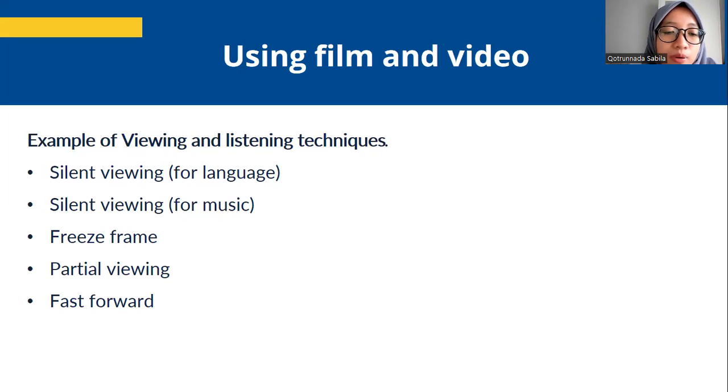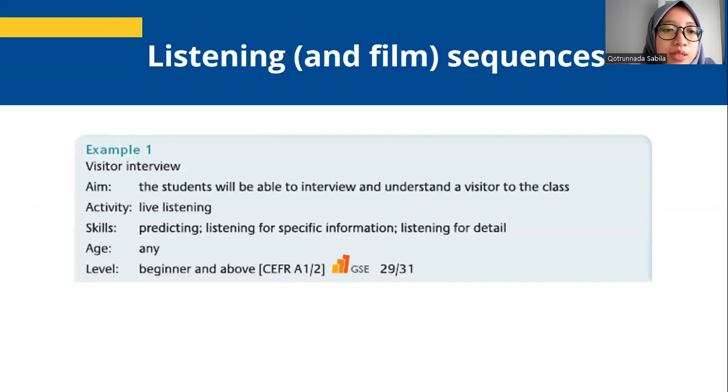And then partial viewing. One way of arousing the students' curiosity is to allow them only a partial view of the pictures on the screen. And then fast forward. The teacher presses the play button and then fast forwards the DVD or video so that the shots pass silently and at great speed, taking only a few seconds. And listening and film sequences. This is going to be the example of practicing listening.